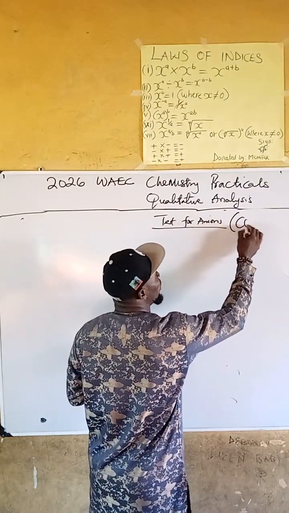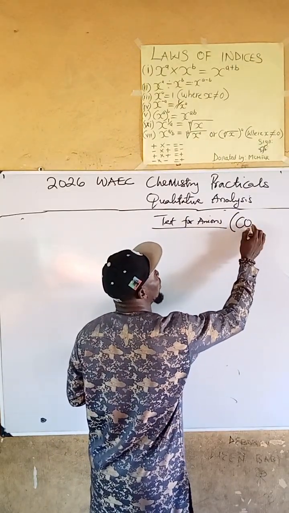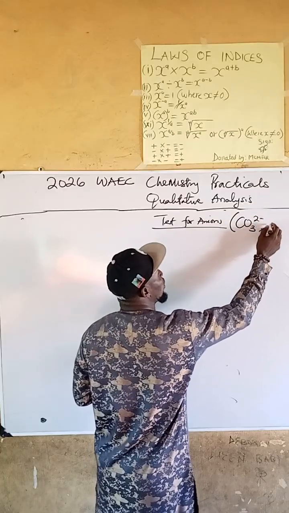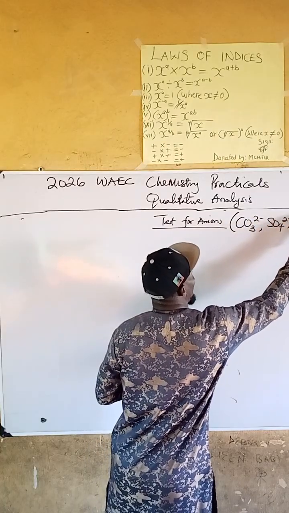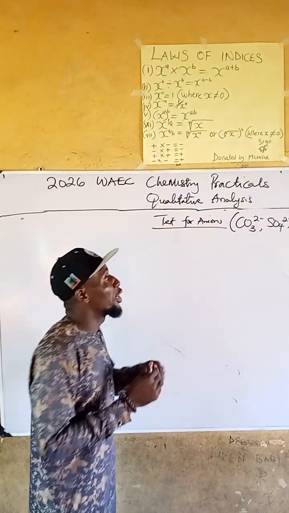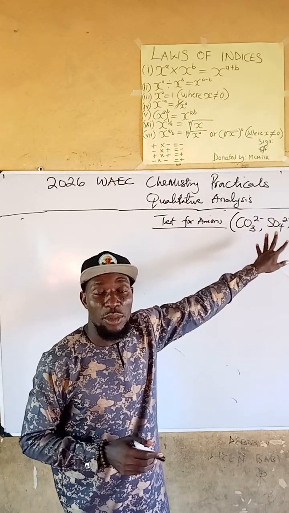Now, what are the anions commonly tested in chemistry practicals? We test for carbonate ions. We test for sulfate ions. Then we test for chloride ions. These are the common anions we test for in chemistry practicals.